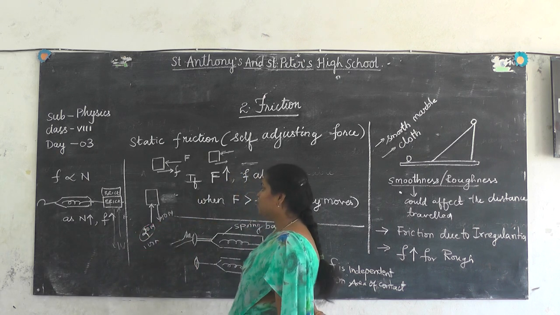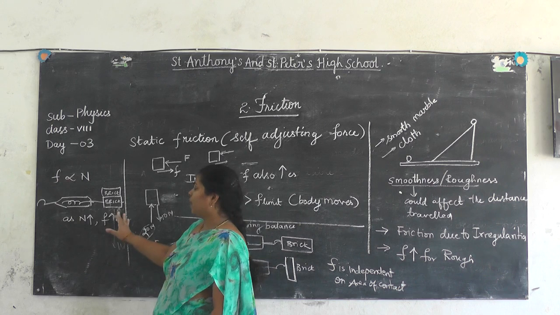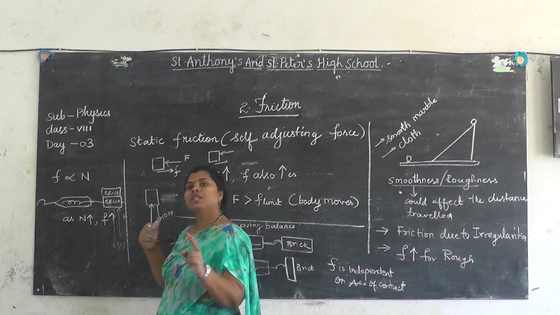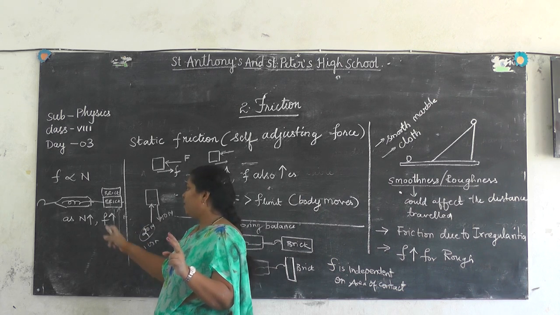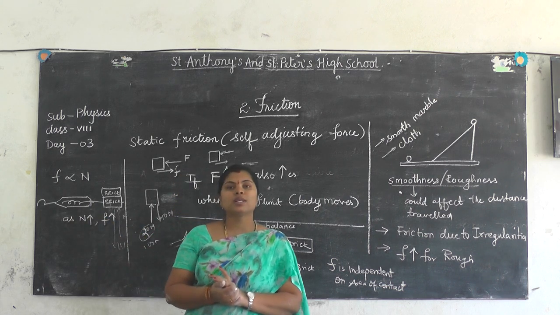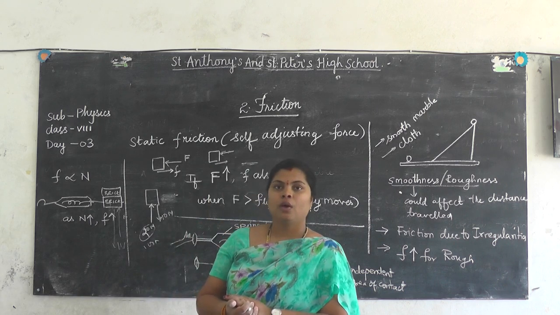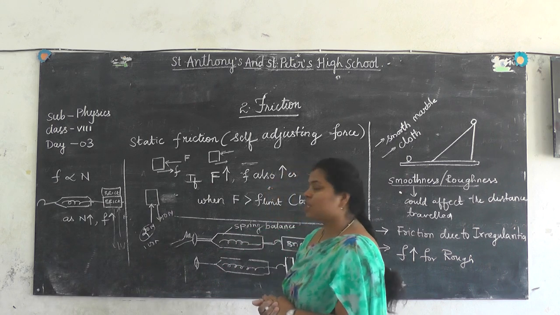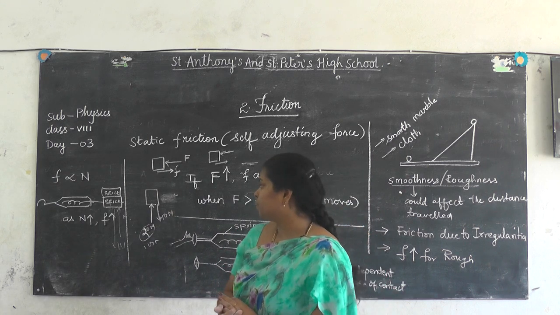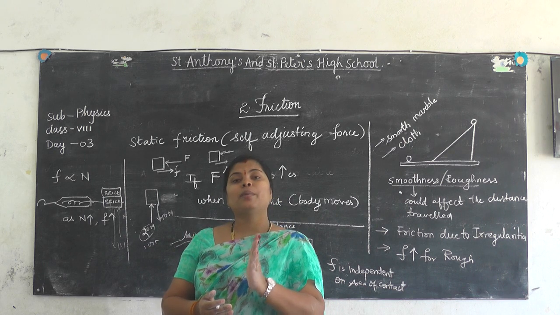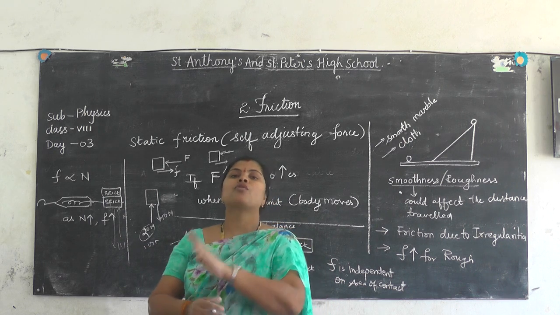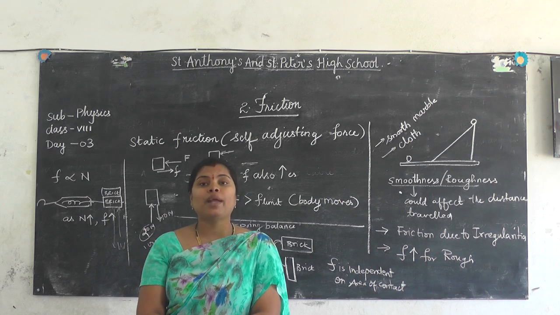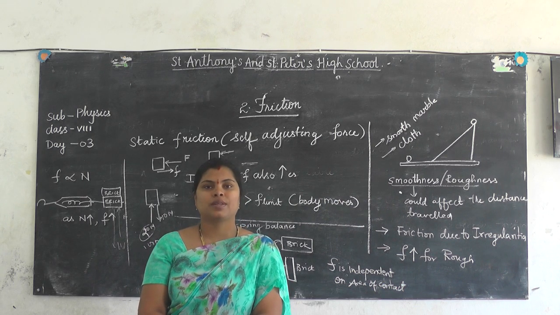Now, I will observe: I am keeping 1 brick the first time and 2 bricks the second time, and I will measure the frictional force using the spring balance here. When I use the spring balance to measure the frictional force in these two situations, I observe that the frictional force increases when the normal force increases. It means that frictional force depends on the normal force.